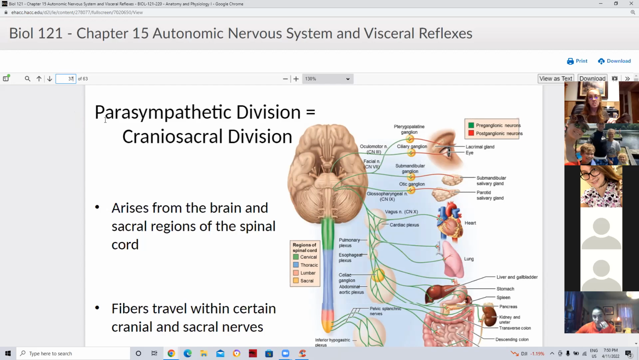All right, so let's come back to this. The parasympathetic division is going to arise from the brain and the sacral regions of the spinal cord.